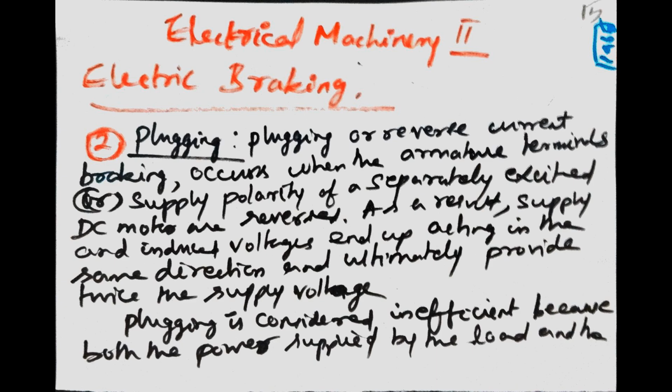Plugging braking, also known as reverse current braking, in a DC series motor is a braking technique that reverses the motor's supply terminals. The reversal causes the motor to generate a braking torque, quickly stopping the motor. While it is a rapid braking method, it is also highly inefficient, dissipating significant power in the motor's winding.